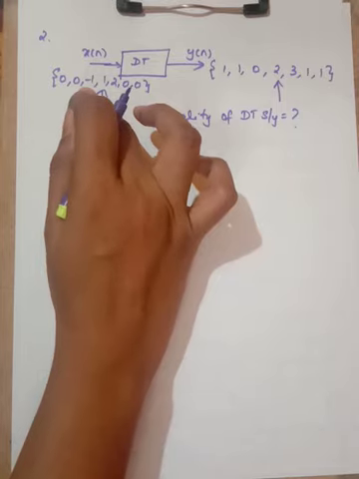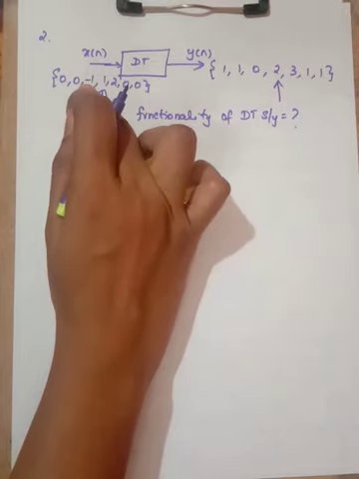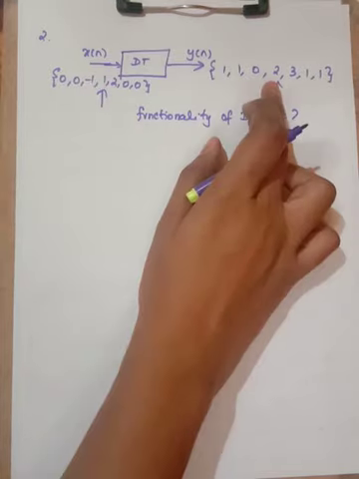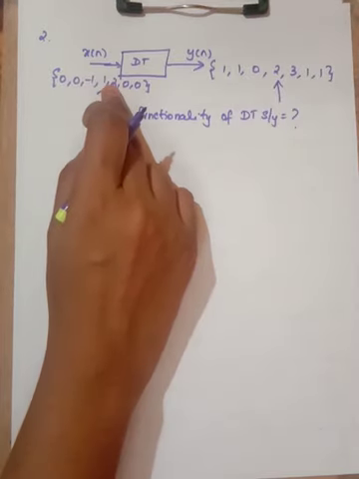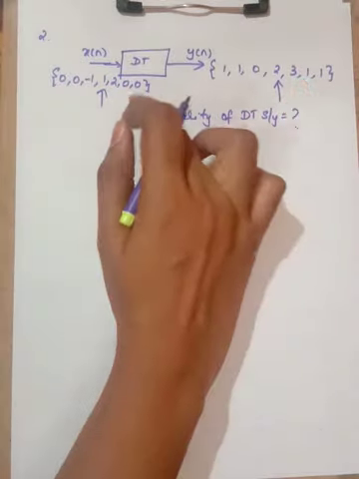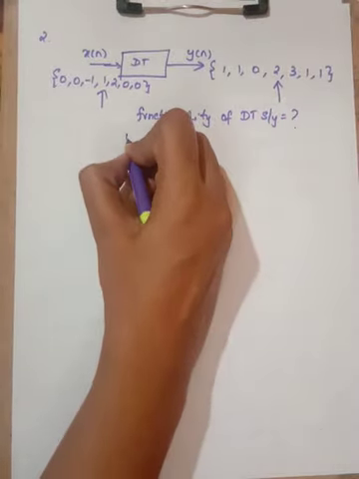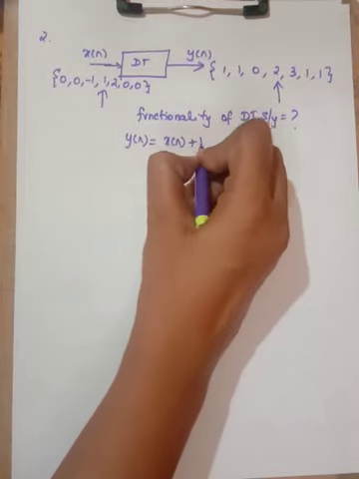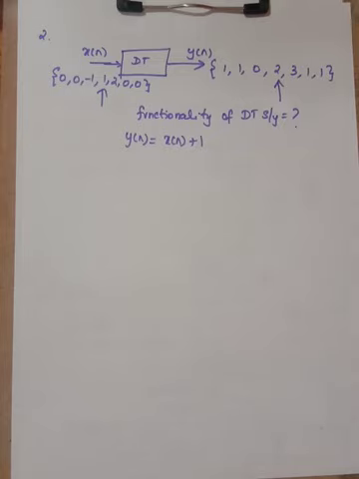Now check for the next value. Minus 1 plus 1 is 0. Then 1 plus 1, you are getting 2. 2 plus 1 is 3. 0 plus 1 is 1, 0 plus 1 is 1. So now you can tell the functionality, that is y of n is equal to x of n plus 1. So this is the relation between the input and the output sequence.